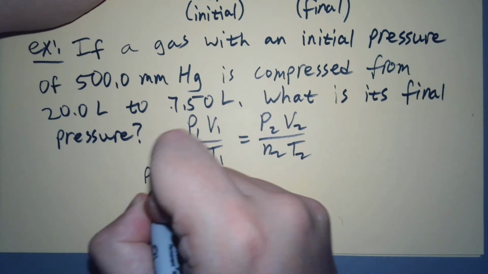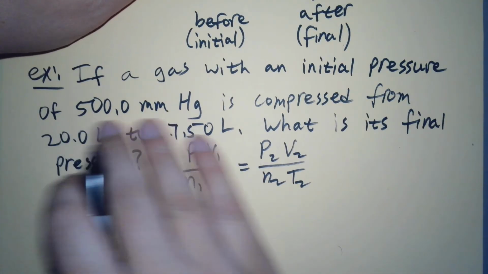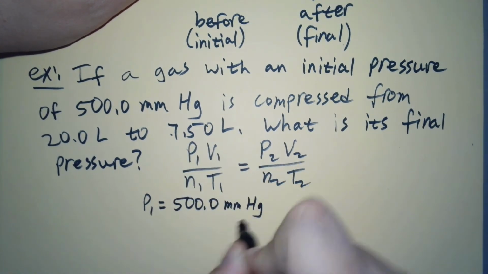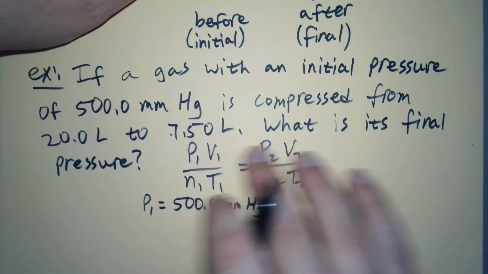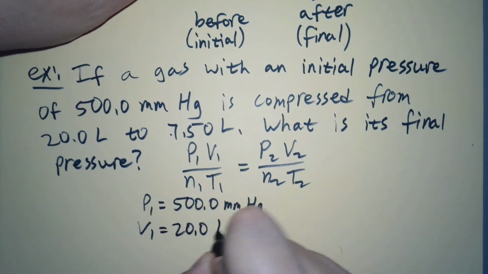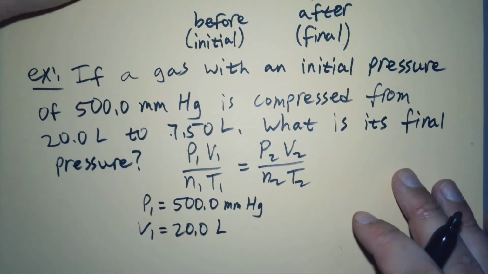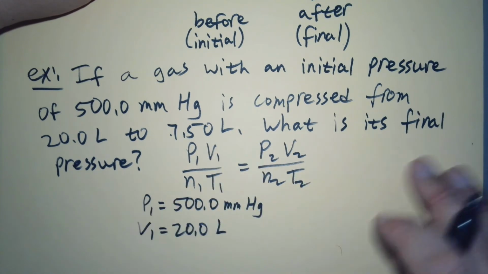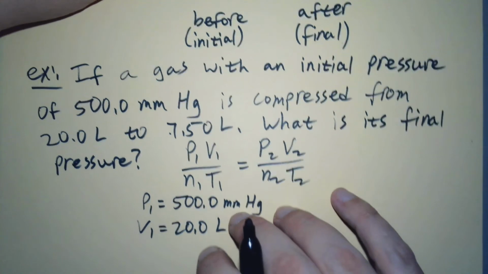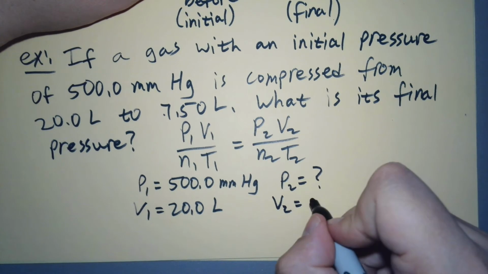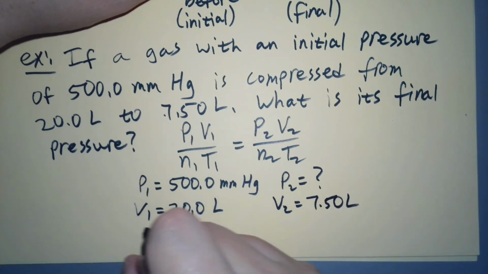Alright, do I know P1? That would be our initial pressure, so 500.0 millimeters Hg. Do I know anything else here? Well, I know V1 was 20.0 liters. And let's see, I didn't explicitly say it. I got a little bit sloppy, I guess, with this, but let's see. So we don't know P2, but we do know that V2 is 7.50 liters.